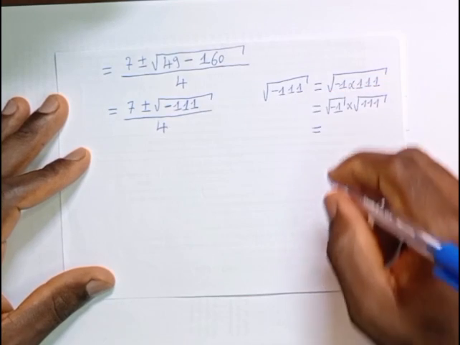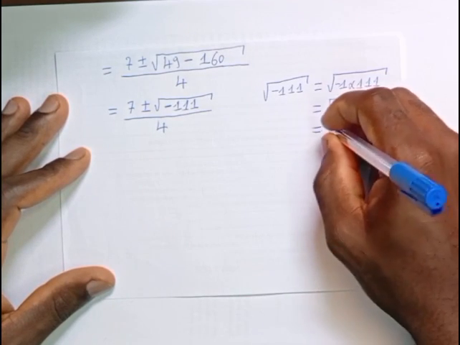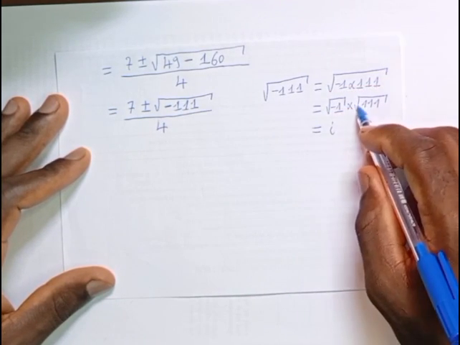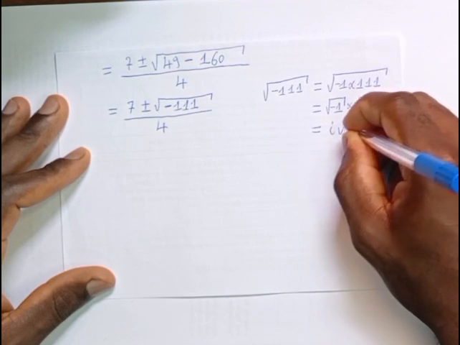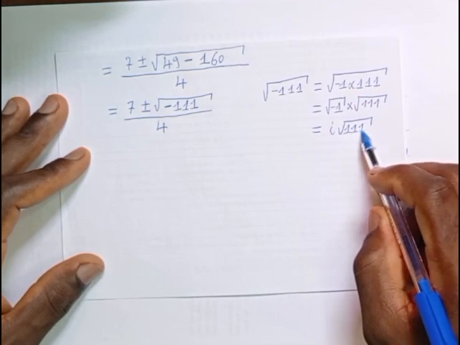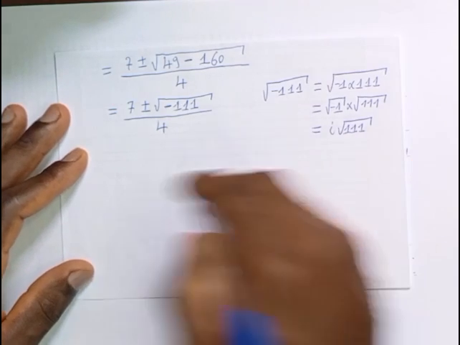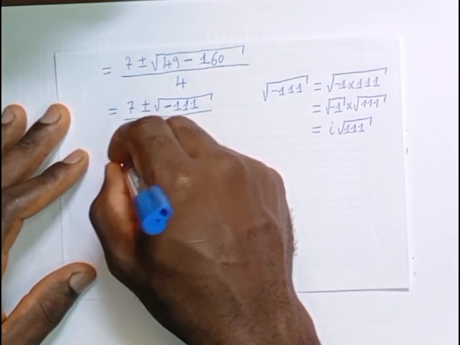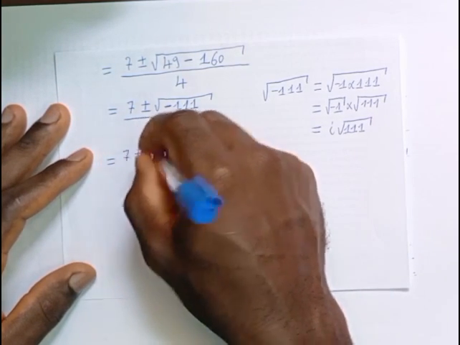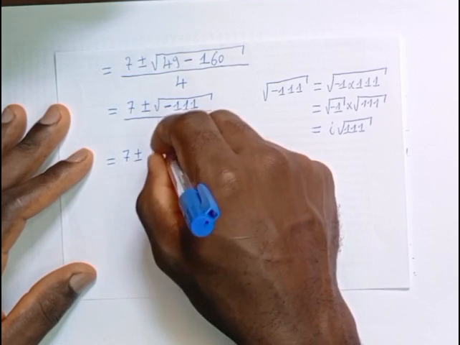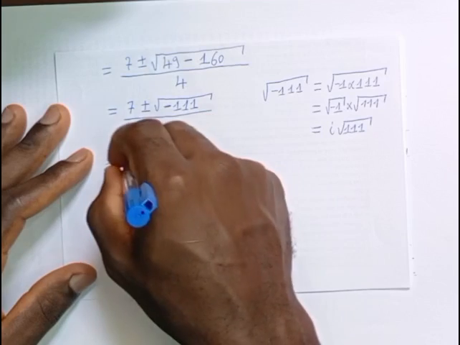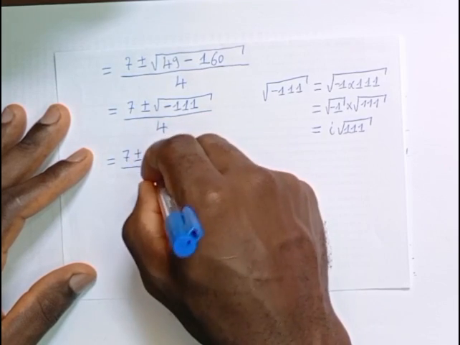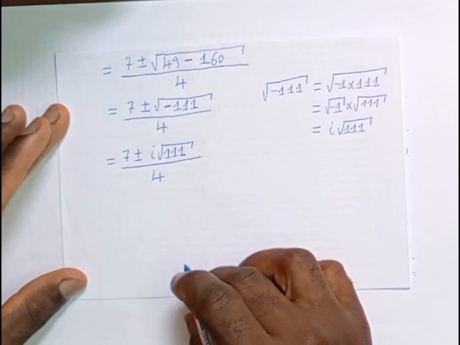This is simply equal to the square root of negative 1 gives us i times the square root of 111, which will simply be i times the square root of 111. This will simply be equal to 7 plus or minus i root 111 all over 4. It simply means y has two values.